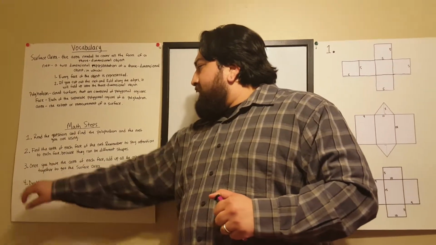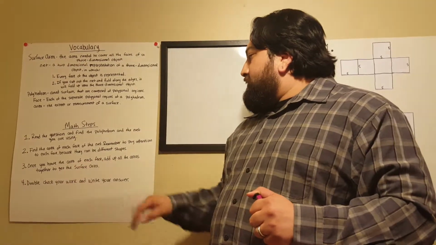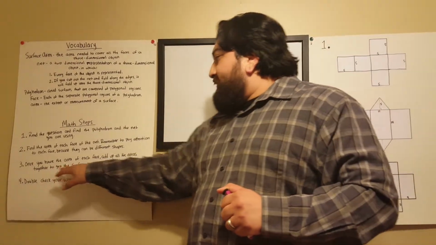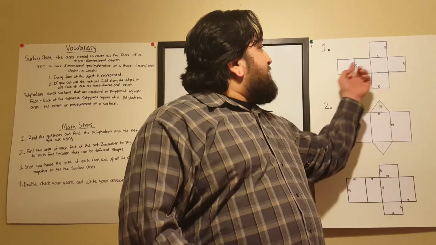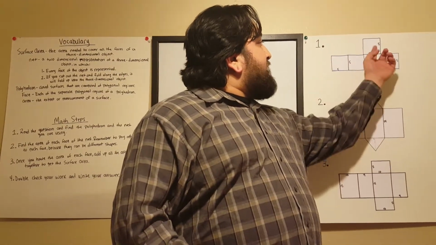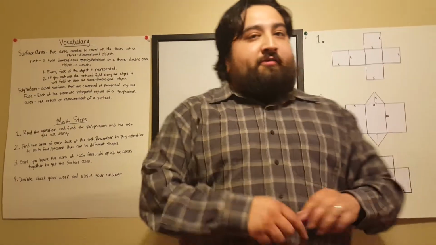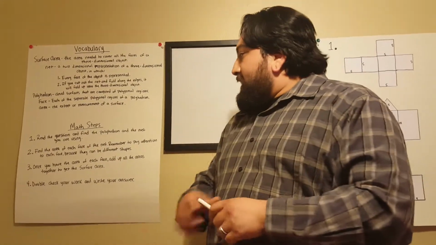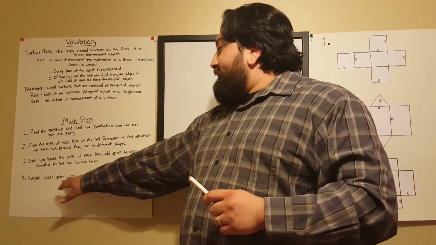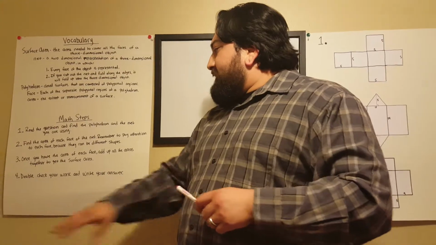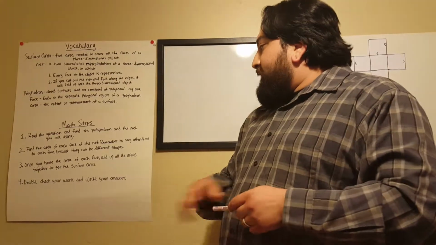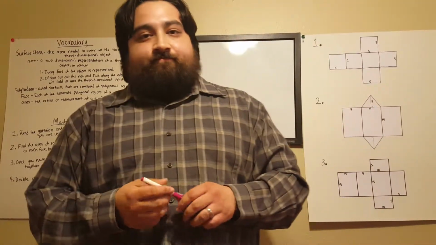The third step is, once you have the area for each face, you add up all the areas together and that would give you the surface area. Like I said before, you add up each and every individual area to give you the surface area of the object. And last but not least, the fourth step is to double check your work and write down your answer.